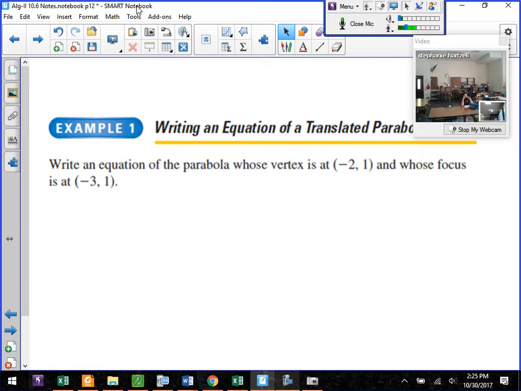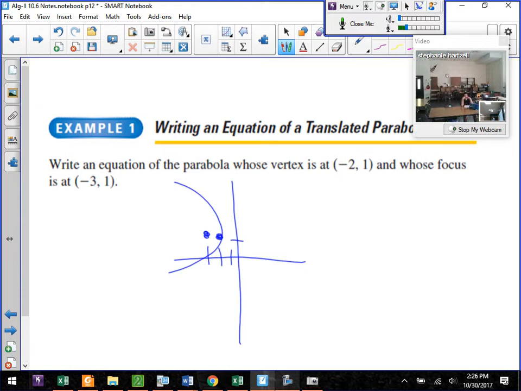Graph it. Exactly. You graph it. By graphing these things, it automatically tells you what direction everything goes. It will always tell you what direction things are going. So if I have a vertex at -2, 1 and a focus at -3, 1, what direction is this opening? It's opening to the left, because your parabola, or your vertex, always looks at the focus. It's a parabola, so you know it's a single curve. It has to do that.